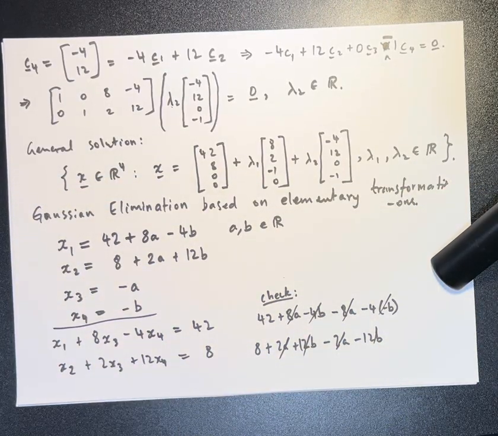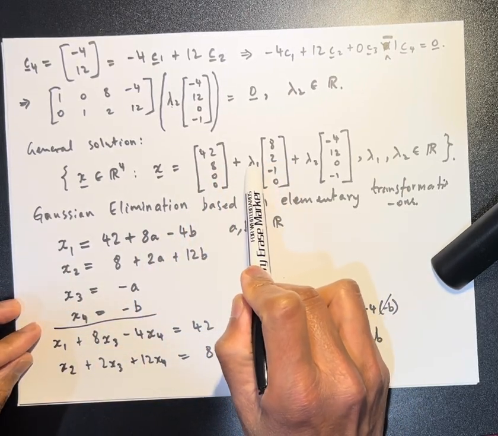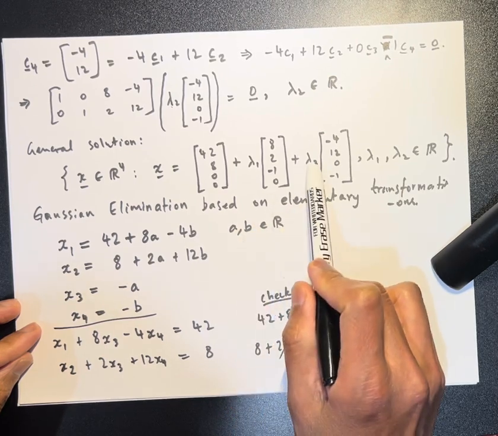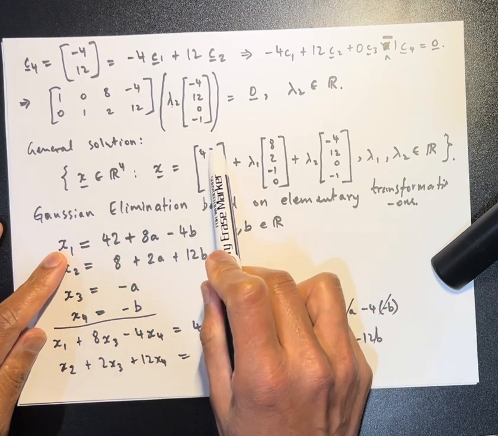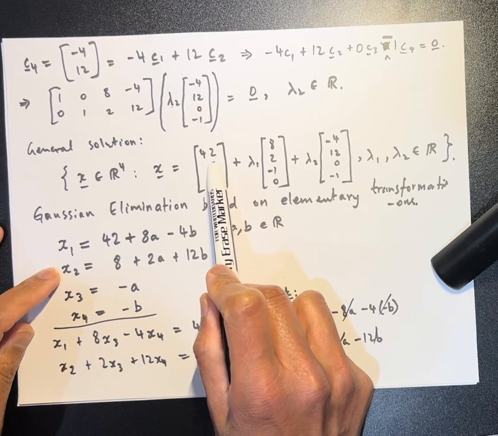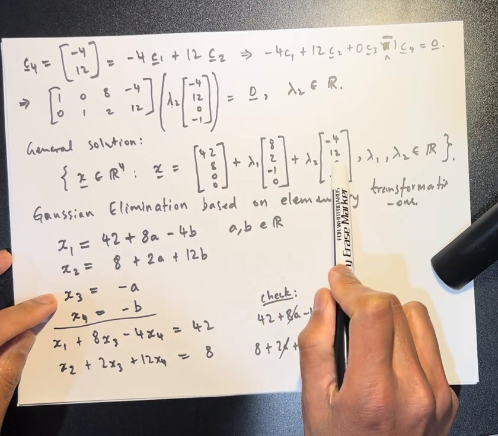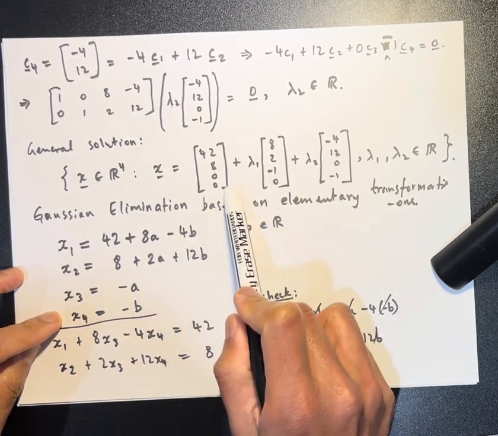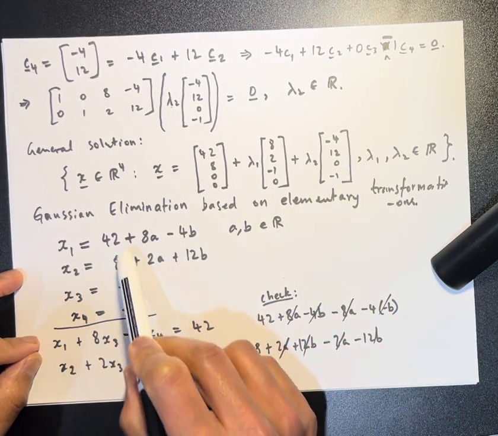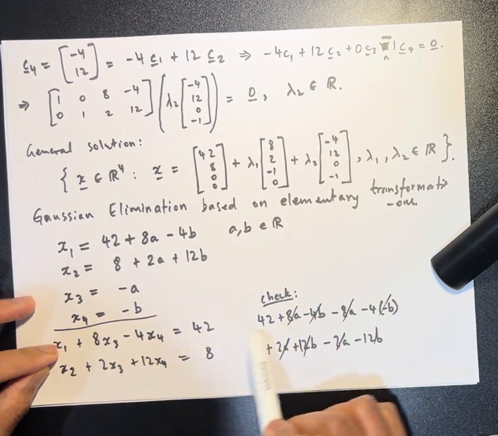So what I have done here is simply taken these, and instead of lambda 1 I am using a, because it's easier for me to write, and instead of lambda 2 I am using b. Okay, and I have written x1 equal to, the top element is 42 plus 8a minus 4b, and x2 is 8 plus 2a plus 12b, and x3 is, this is 0, this is 0, so only this one, so that's negative a, and x4 is, these two are 0 and negative b. Okay, so I'm just checking whether these values work in this equation, right? So that's all I've done here.